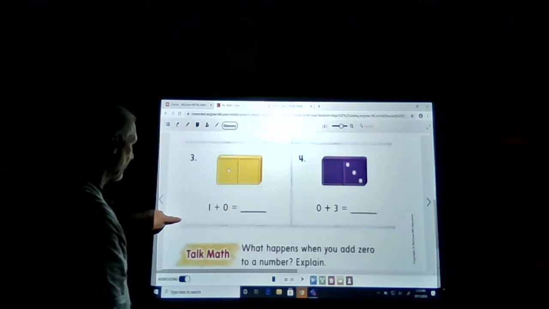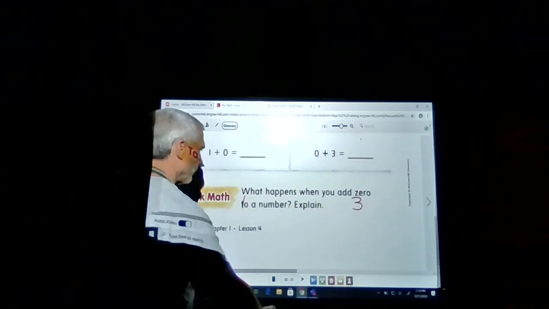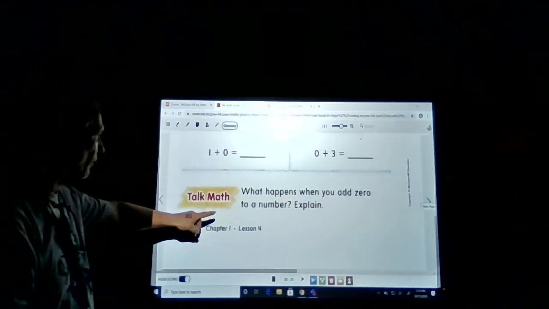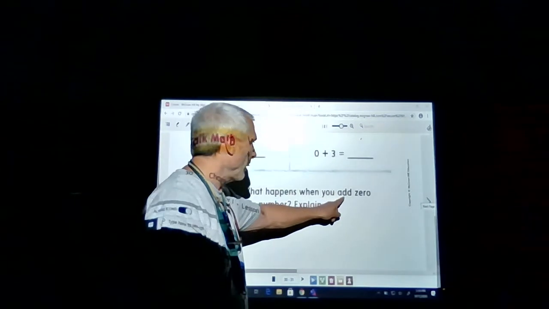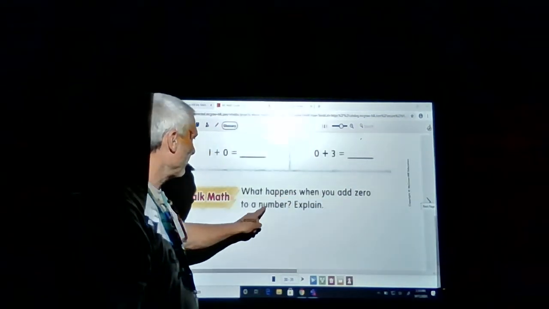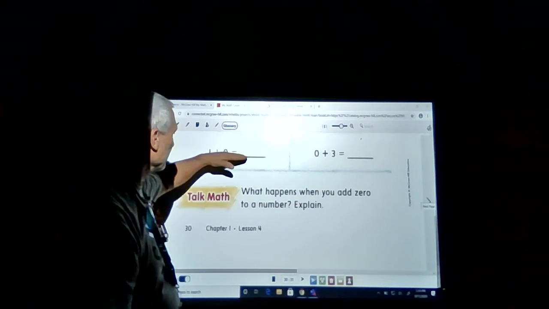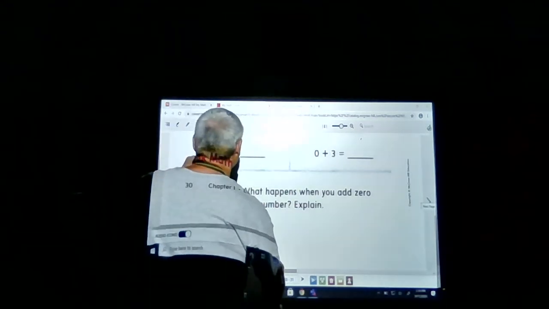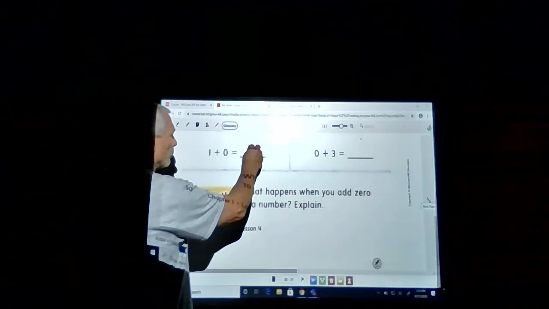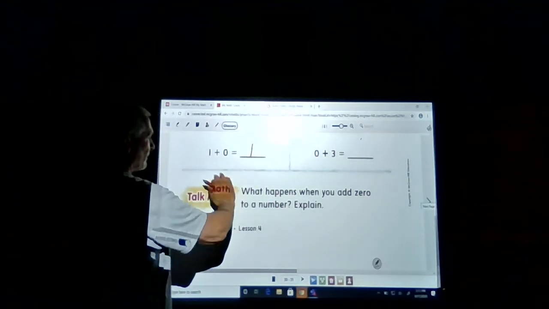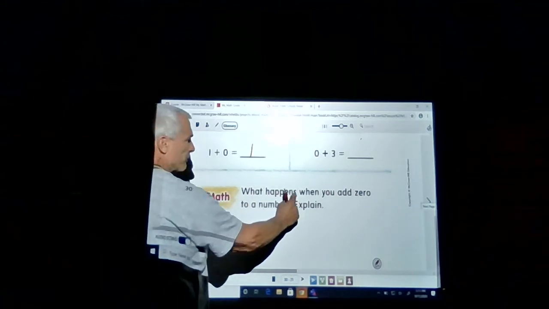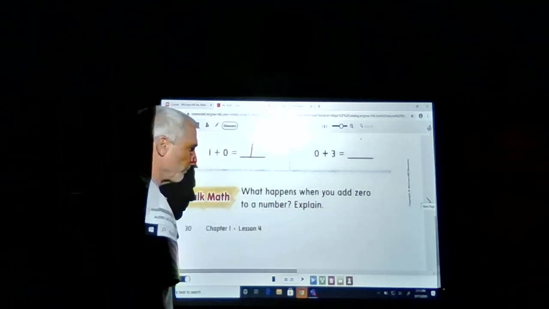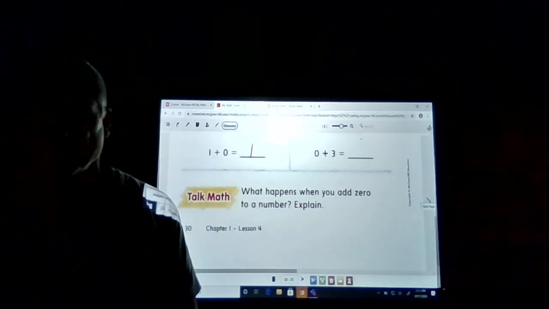Look at the question at the bottom, and you can talk to your home helper. I'll read it, and then you can tell your home helper. What happens when you add 0 to a number? You make a number sentence. Go back to this one. 1 plus 0 equals 1. There's our number sentence. What happens when you add 0 to a number? Explain to your home helper, and then practice the activities on Seesaw.